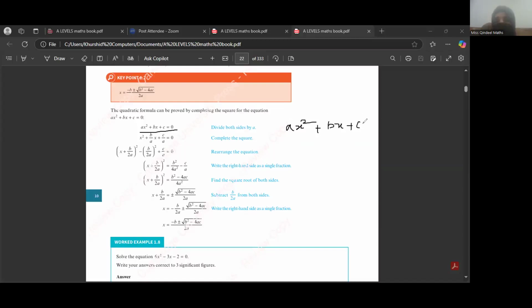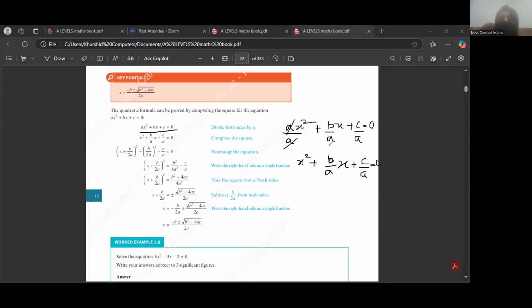Whenever you are applying the completing square method, there must not be any coefficient of x². Here we have a, so we have to divide every term by a. In this way, we have eliminated this coefficient, so we have x² + (b/a)x + c/a = 0. Now our equation is x² + (b/a)x + c/a = 0. This is the equation.